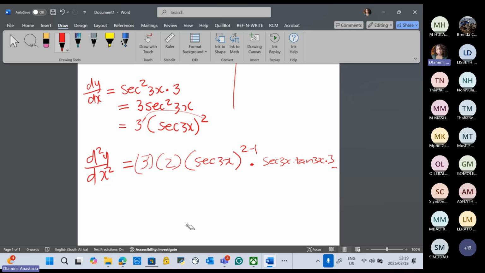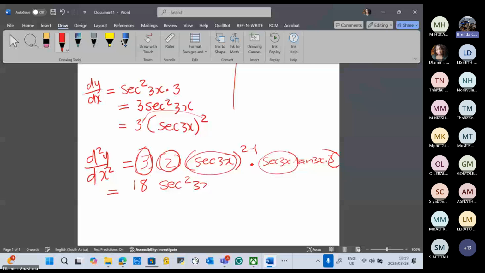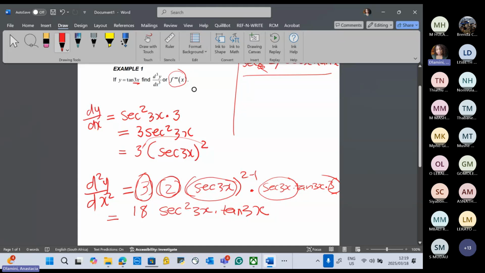So then this is equals to, there's a 3 times it, 3 times 2 there. What is that? 18. Right? And then the sec here times the sec here. So that's sec squared 3x times tan 3x. Are we together? Yes or no? Yes, ma'am. Okay. So we're looking for the third derivative, meaning we're not done yet.